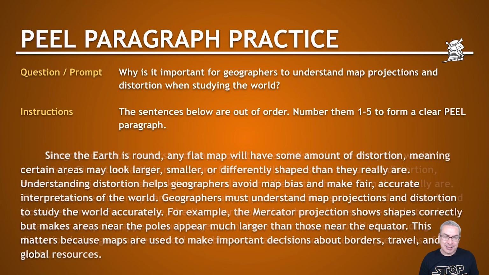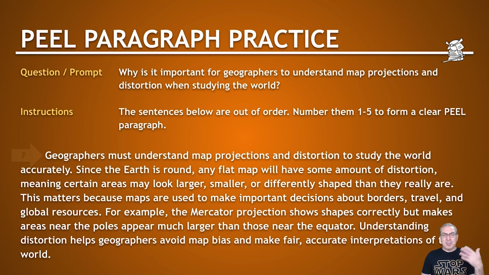Okay, let's have a look. So my point is that geographers must understand map projections and distortion to study the world accurately. That really links well to the question being asked. And what I did say was, since the Earth is round, any flat map will have some amount of distortion, meaning certain areas may look larger, smaller, or differently shaped than they really are. That's my evidence that really connects well to the point.